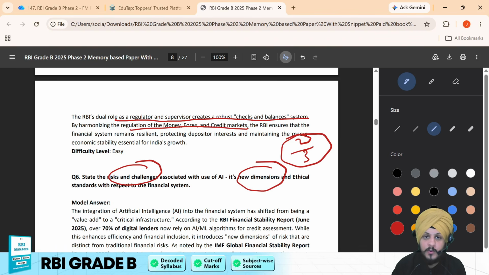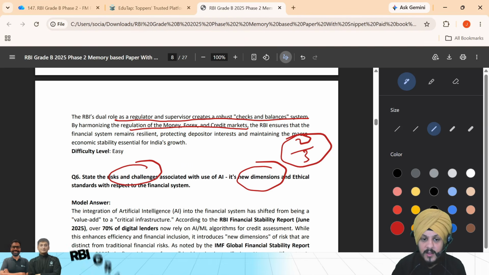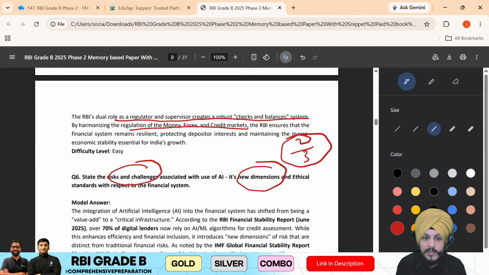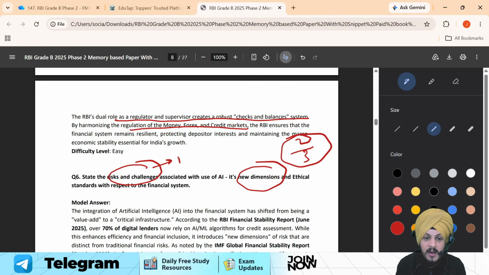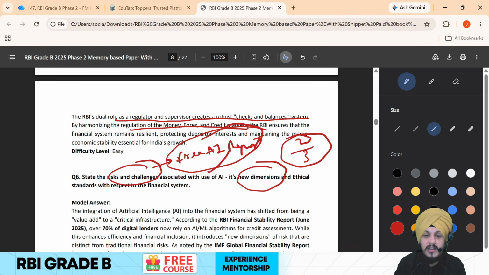That is the first one related to capital market and the second one related to the role of RBI. You could have attempted that, but let us see what the background of this question is. Let me tell you that before the examination, RBI had released a report called the FREE-AI Report, and this question was asked in context to that only.